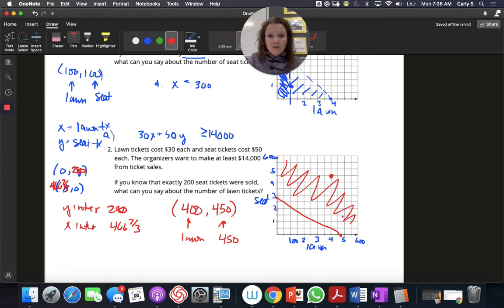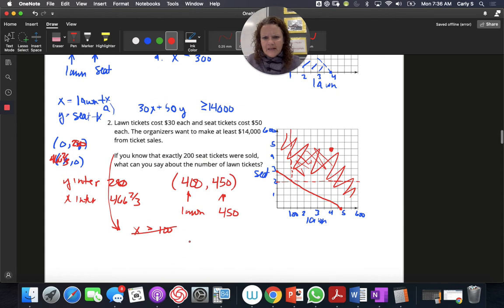All right, so that last question, if you know that exactly 200 seats were sold, what can you say about the number of lawn seats? So 200 seats, that means the number of lawn seats are in here somewhere. So that means X is greater than 100. And we can find out exactly, because I think the 100 is not going to be accurate. So let's not do that and figure it out exactly.